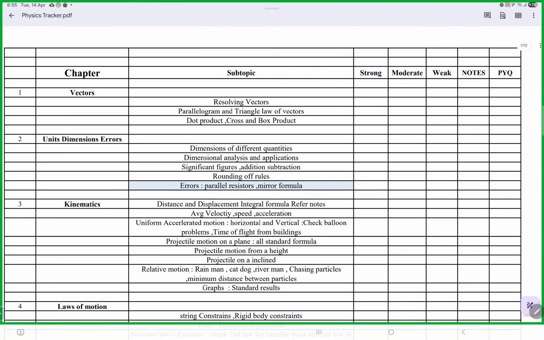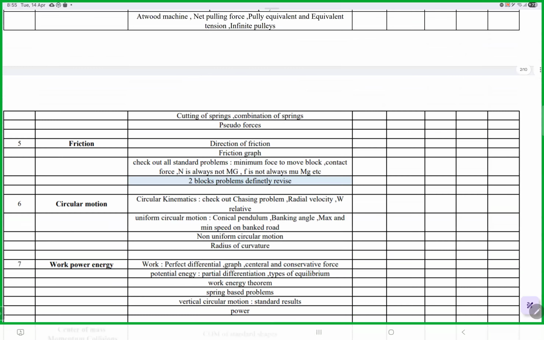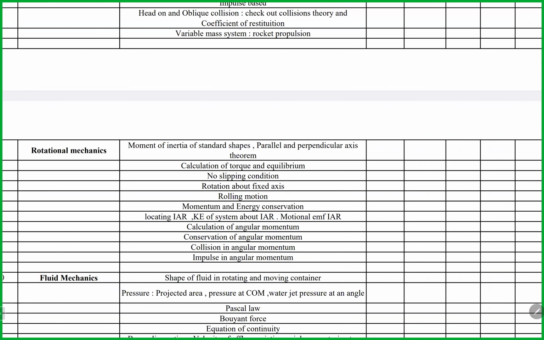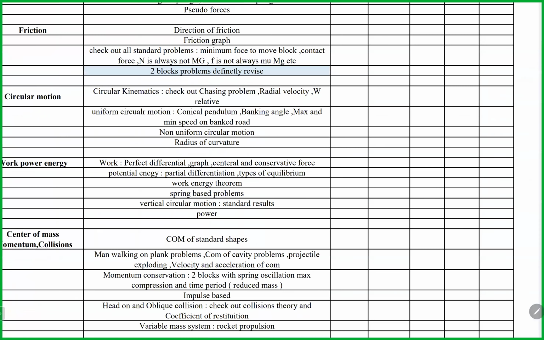What I did is, I divided every chapter into subtopics. देखा, vectors का: resolving vectors, parallelogram, and so on. For example, look at rotational mechanics: moment of inertia of standard shapes, parallel and perpendicular axis theorem, calculation of torque, no slipping condition, rotation about fixed axis. Whatever I felt, I divided into subtopics. I'll give you an Excel file, so you can edit it and add more if you want. Now, don't sit and do it all in one day. You can do it little by little.